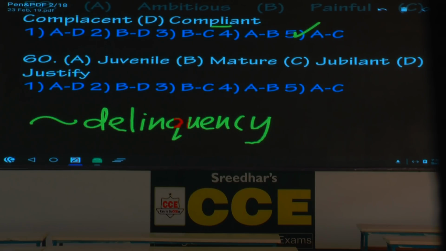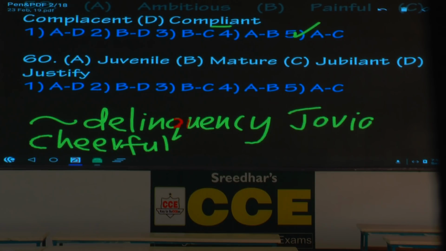Jubilant. Write the meaning of that. Jubilant means very happy. Very happy. Also write the word cheerful. Cheerful means what? Happy. And write one more word. Please write the word jovial. Jovial also means happy. Justify. Not relevant here. So what is the answer? A, B. Which option says that?